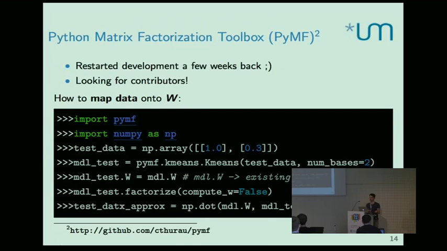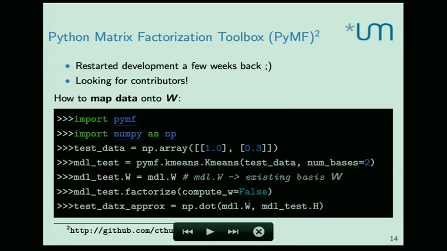Which in that particular case is the same as computing the distance of the data that you put into it to all the different basis vectors. But this, of course, can vary for different methods. And then at the end, you have an approximation of your test data using, of course, the basis vectors that you have used before.